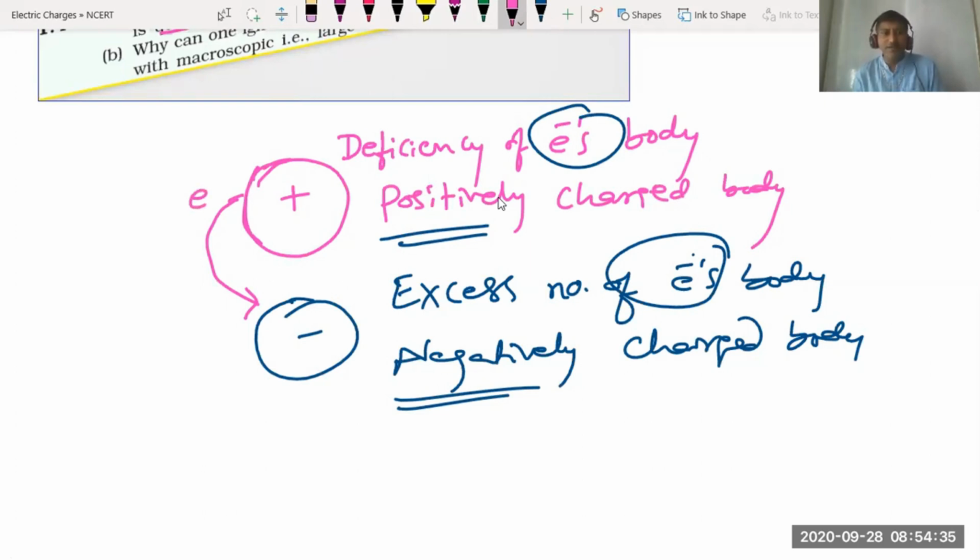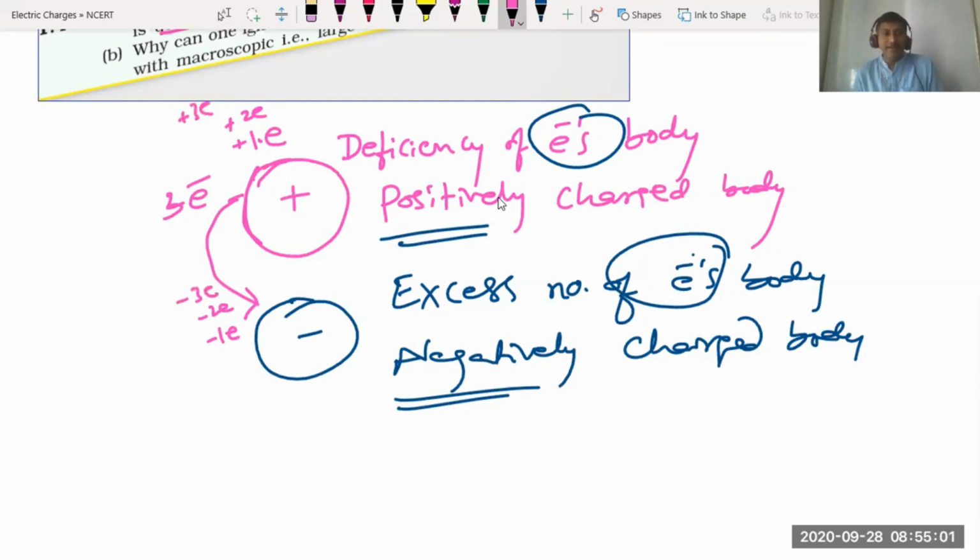Suppose one electron is reaching from this body to this body. Then this is +1e, a positively charged body, and this is -1e, with a negative charge. Suppose it loses 2 electrons, what can we write? Plus 2e here, and here it is -2e. If it loses 3 electrons, what will we write? This has +3e and this has -3e.